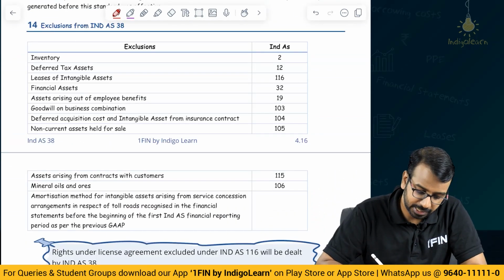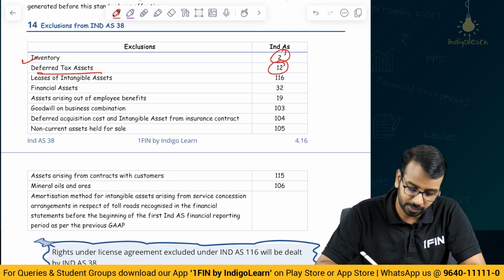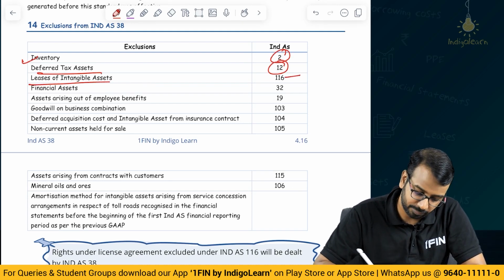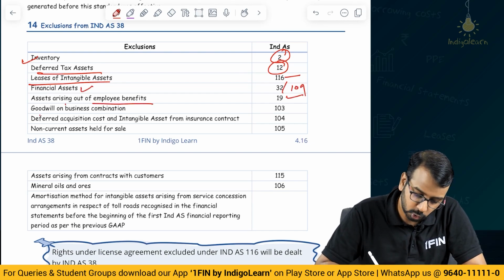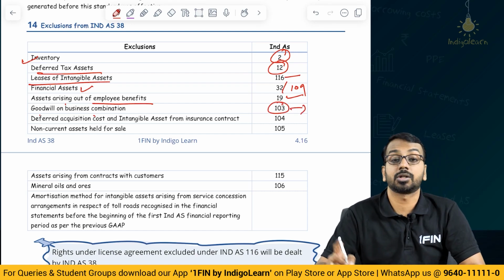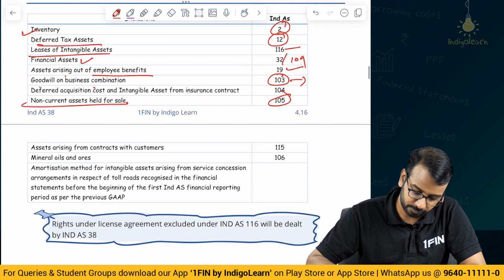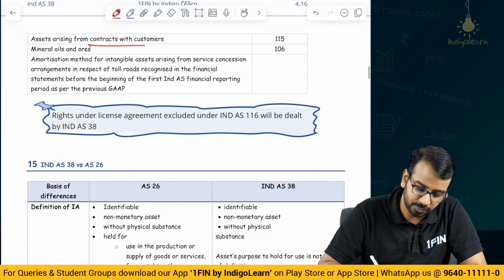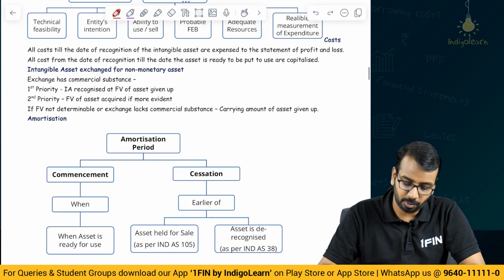Specific exclusions, if it is an item of inventory covered by IndAS 2, deferred tax asset covered by IndAS 12, leases of intangible asset 116, asset arising out of employee benefit IndAS 19, financial assets 32 or 109, goodwill 103. Please remember, goodwill is not covered by IndAS 38. Then non-current assets held for sale IndAS 105, assets arising from contract with customers 115, and mineral oils ores 106. So that is about IndAS 38.